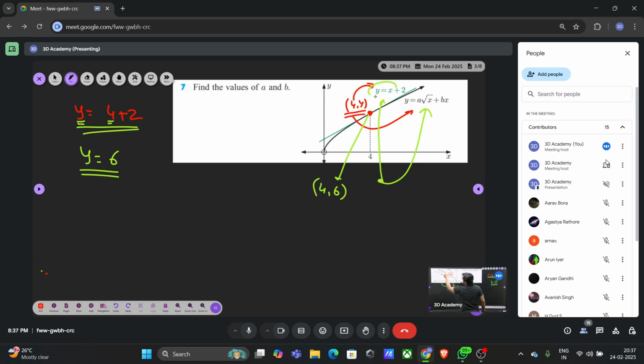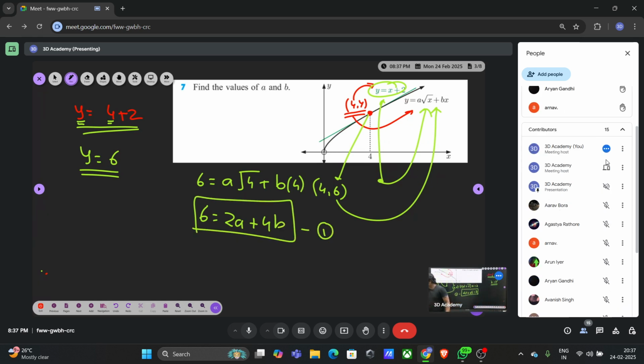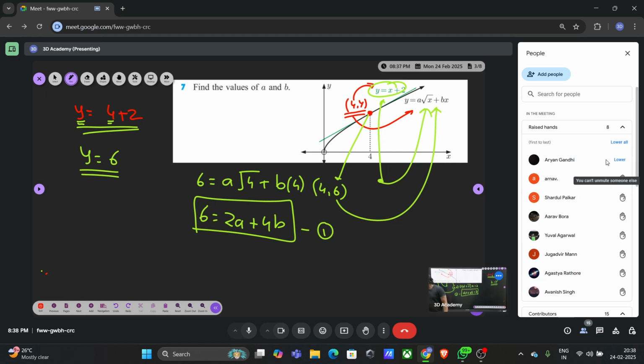I used this equation and got the value of y. I will put it in the given equation. What will I get? 6 equals a root 4 plus b times 4. I get 6 equals 2a plus 4b. How many of you understood the first equation? Please raise your hands. Correct, it is just the substitution. Differentiation has not come into the picture yet. We are solving it from a simultaneous equations point of view. Okay, now the second point.